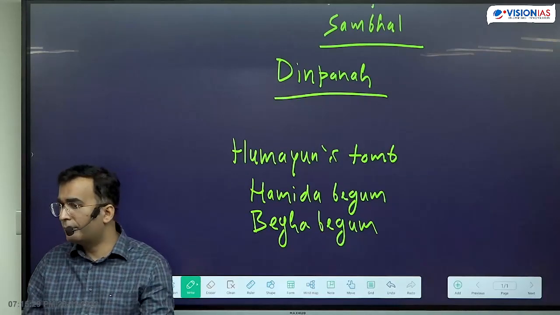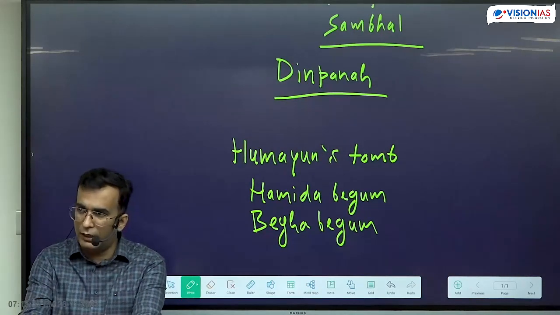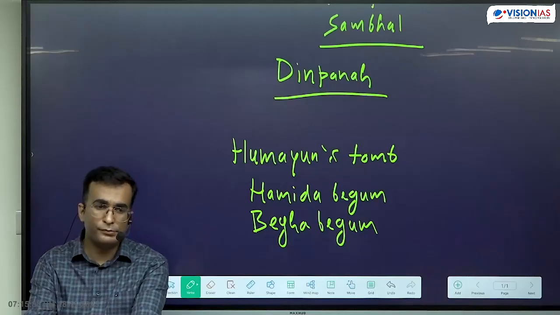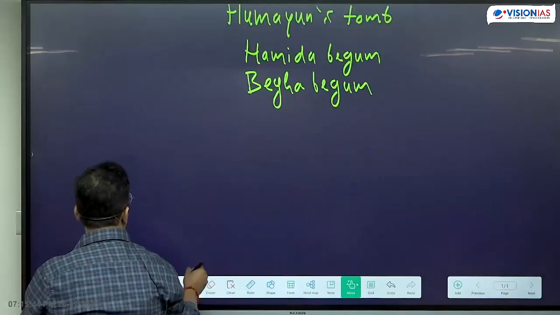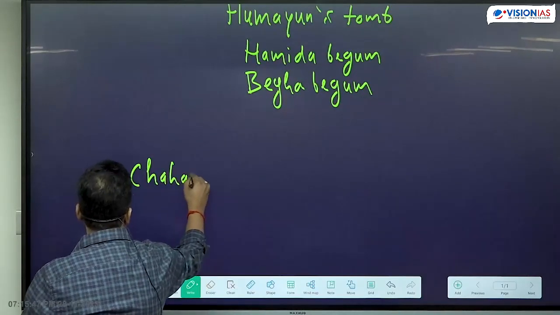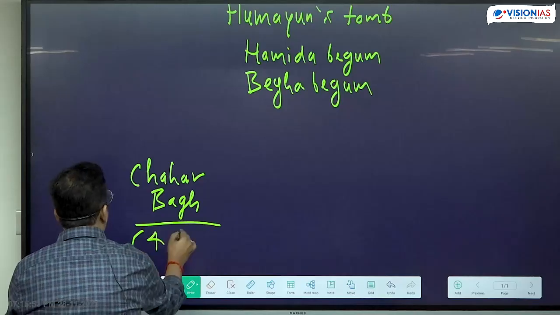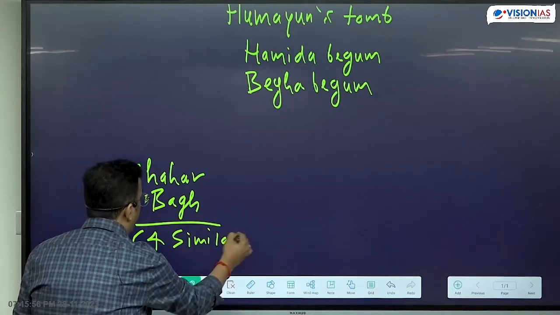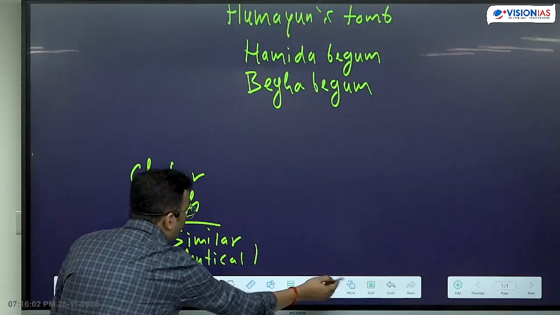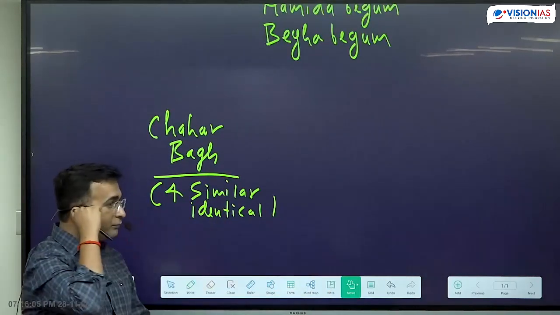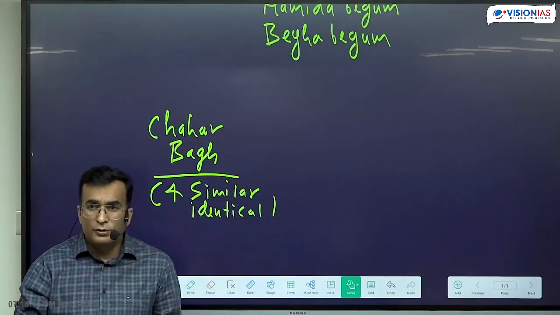Full stop. It was also the first building around which Chahar Bagh, you can also mention Chahar Bagh, and in brackets you can write four similar identical gardens, were planted. Done.